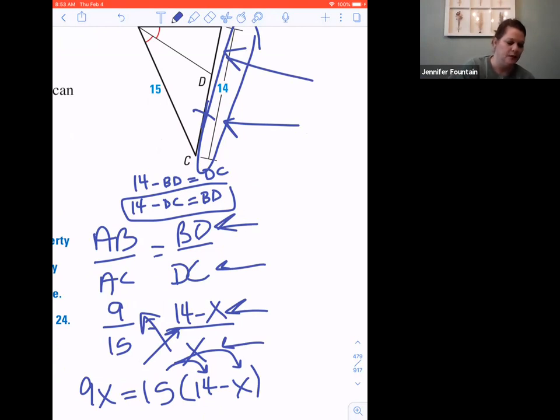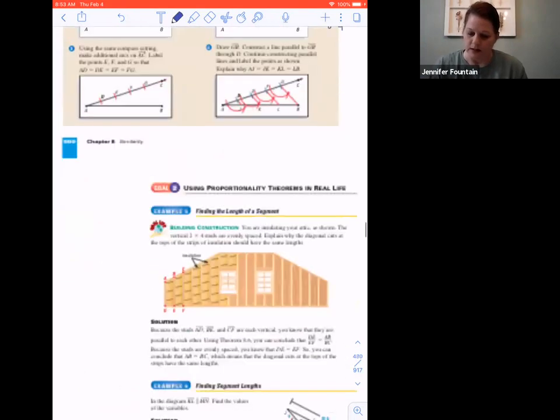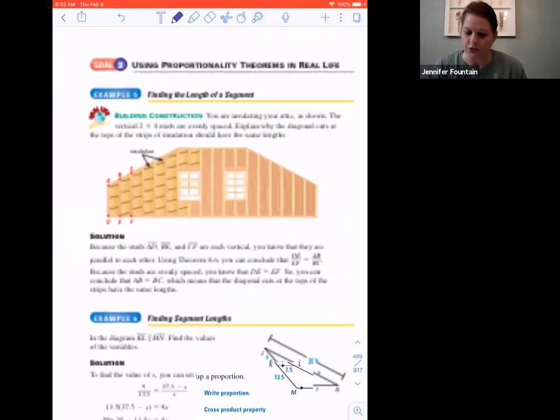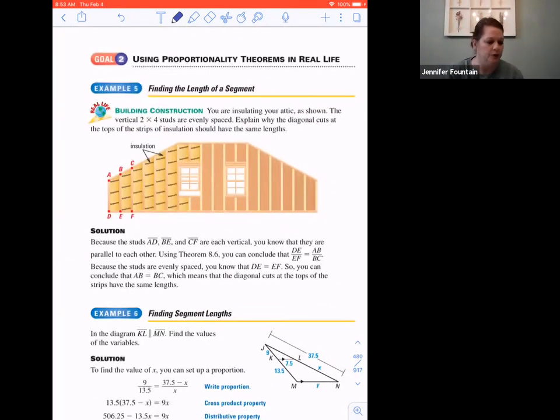So let's keep going. Let's go ahead and turn to goal 2. This is using proportionality theorems in real life. Building construction: you're insulating your attic as shown. The vertical 2x4 studs are evenly spaced. Explain why the diagonal cuts at the tops of the strips of insulation could have the same lengths. Okay.